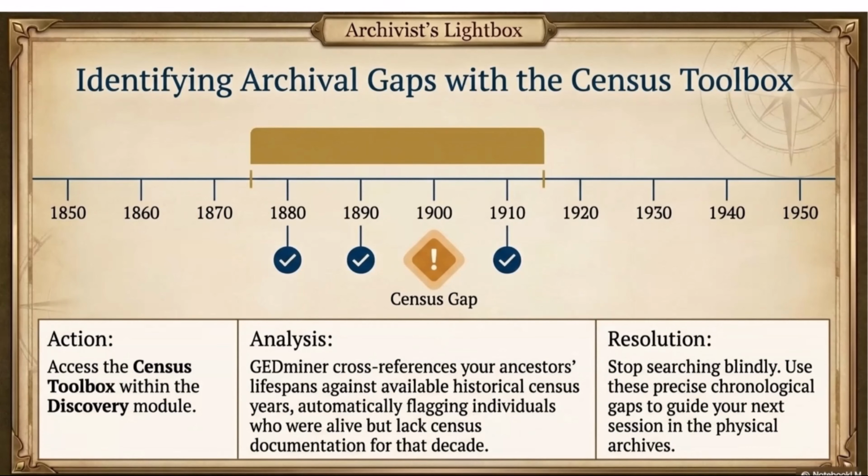One of the most innovative features is the built-in Census toolbox. GED Miner automatically cross-references your ancestors' lifespans against historical census years. Instead of searching blindly through old records, the tool cleanly flags individuals who were alive during a specific decade but completely lack a corresponding census documentation entry, providing a precise roadmap for your next archival session.